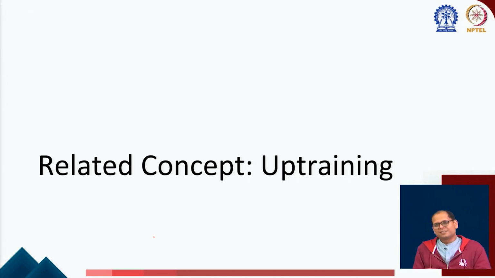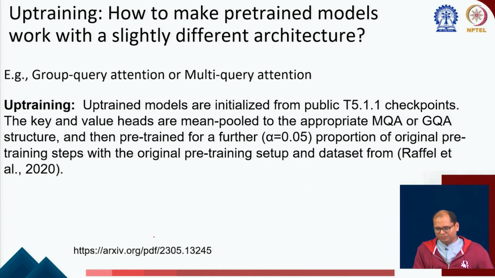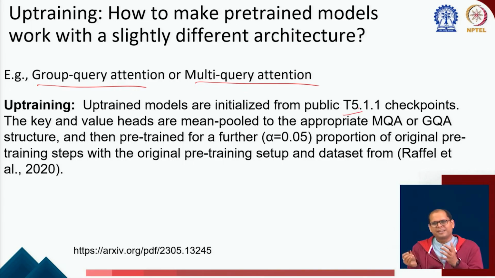Now, I'll end this lecture with the related concept of uptraining that I introduced last week. Remember, we were saying that we have efficient concepts like group query attention or multi-query attention that I want to make use of. But the problem is that I may already have a pre-trained language model like T5 that has been pre-trained with multi-head attention. Now, group query attention says I'll have a single key and value for the entire group, but that's not how T5 is trained.